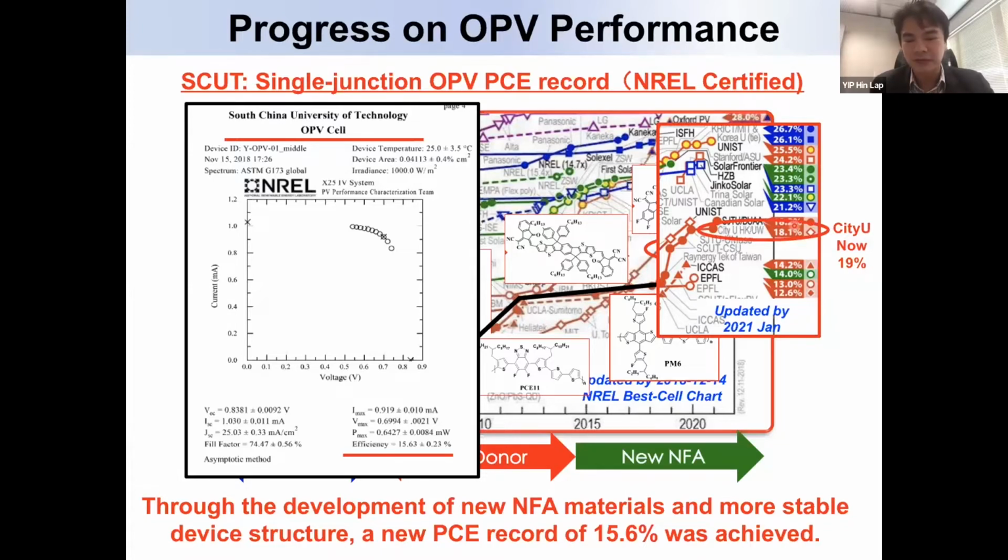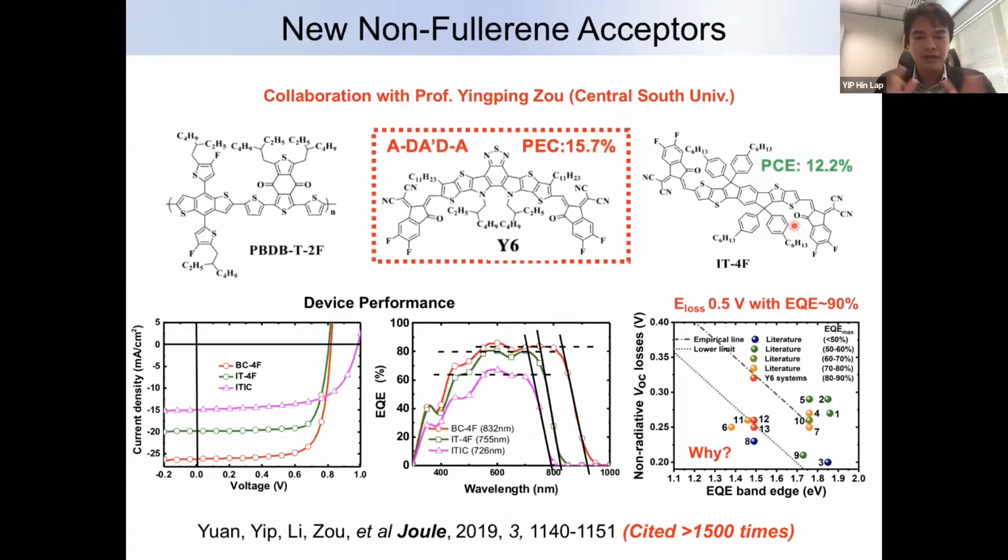So this is a very exciting time for organic solar cell development. And of course, we are trying to understand why this new type of non-fullerene acceptor, which has a band structure, we call it, an electron accepting group, an electron donating group, and in the middle also an electron accepting group. So this forms the so-called A-D-A-D-A type structure.